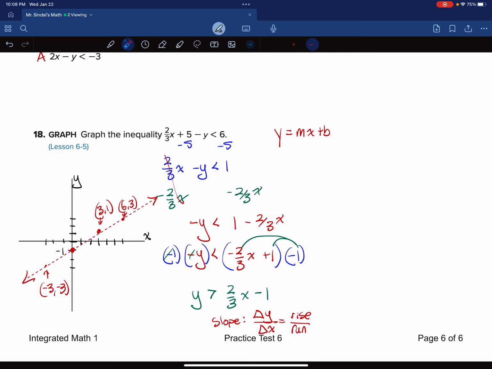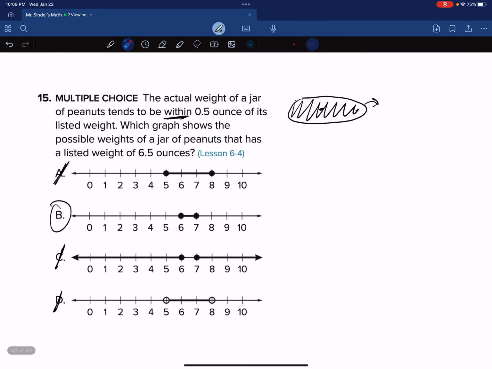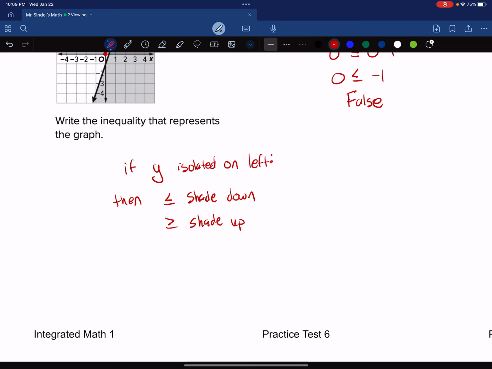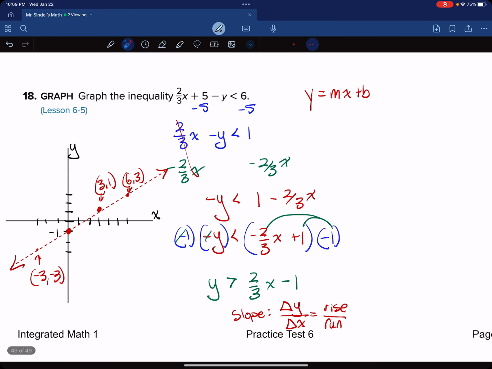And now I have to decide, am I shading the top or the bottom? I'm going to use my shortcut that I just talked about on the last page. This shortcut says if y is isolated by itself on the left, which it is, if it's a less than, you shade down. If it's a greater than, we shade up. So over here, y is isolated on the left. It's a greater than, meaning shade up.